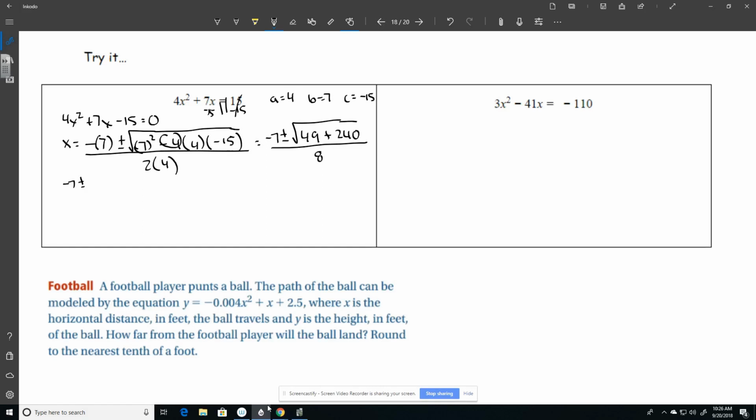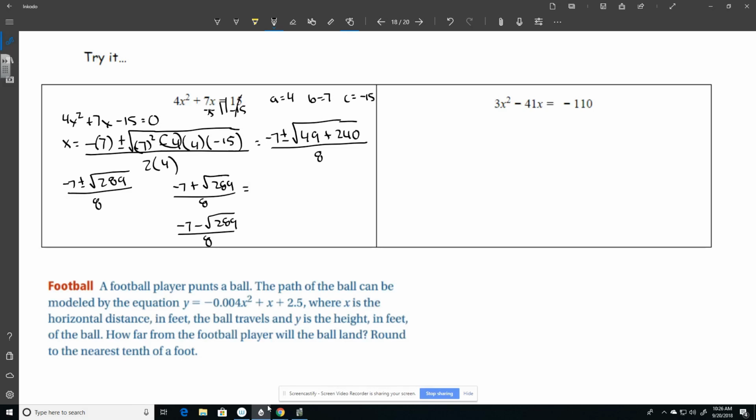Negative 7 plus or minus the square root. 49 plus 240 is 289. All of that divided by 8. So now here's where I have to split this up into 2 because I have a plus and I have a minus. So negative 7 plus the square root of 289 divided by 8, and negative 7 minus the square root of 289 divided by 8.